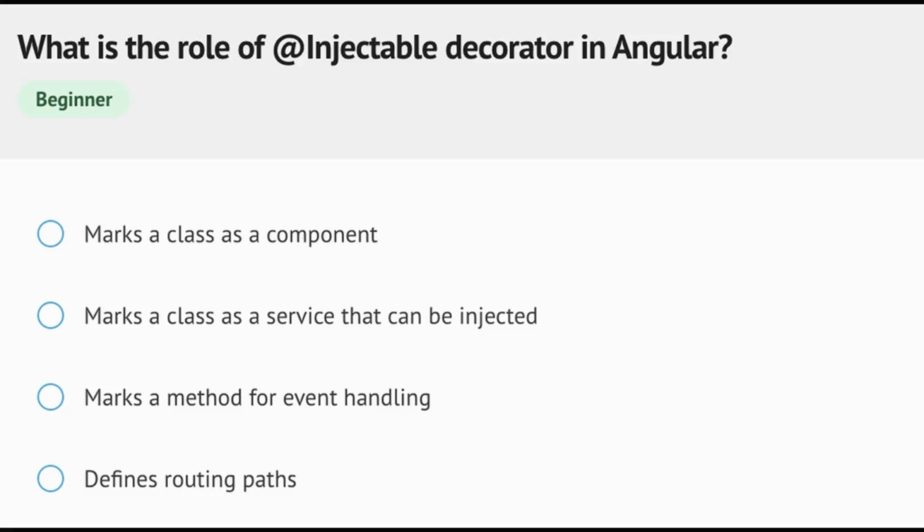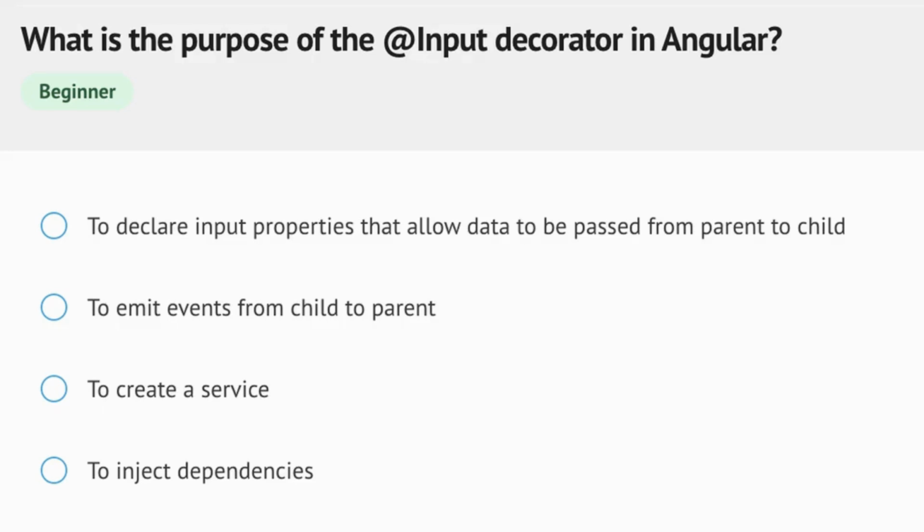What is the role of injectable decorator in Angular? The injectable decorator in Angular is used to mark a class as a service that can be injected into components or other services. It allows the class to participate in Angular's dependency injection system, ensuring that instances of the class can be created and managed by Angular's injection system. This is crucial for effectively managing dependencies in a scalable way, promoting modular architecture, and making the application easier to test and maintain.